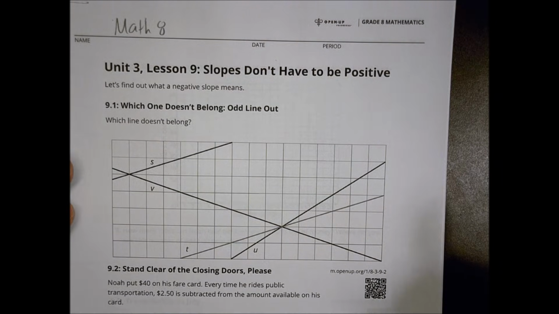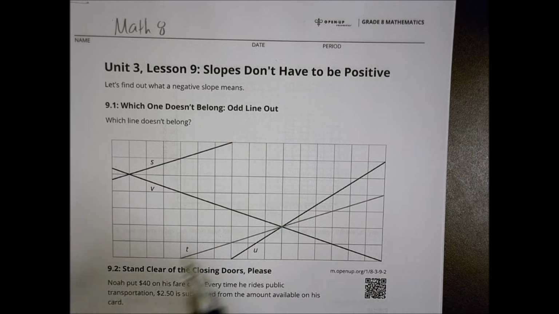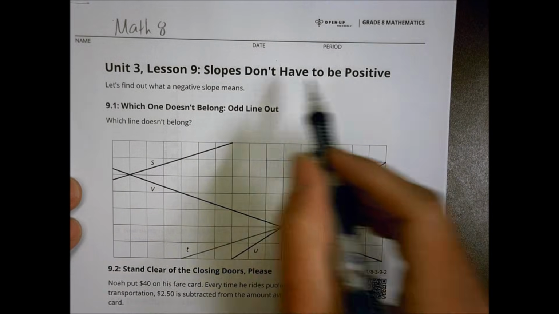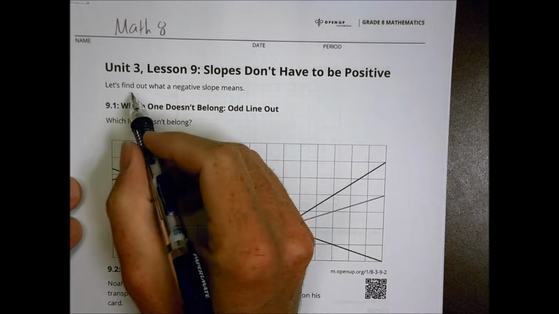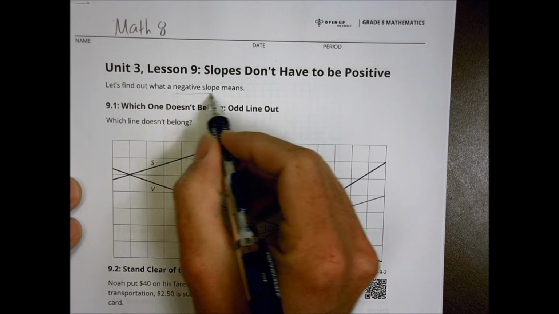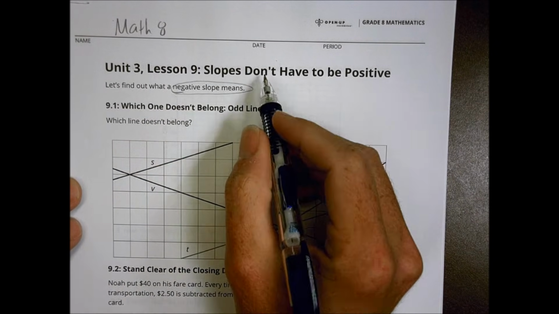Hi there, this is Math 8, Unit 3, Lesson 9. It's called Slopes Don't Have to Be Positive. Let's find out what a negative slope means. Today we're talking about what a negative slope means instead of positive.